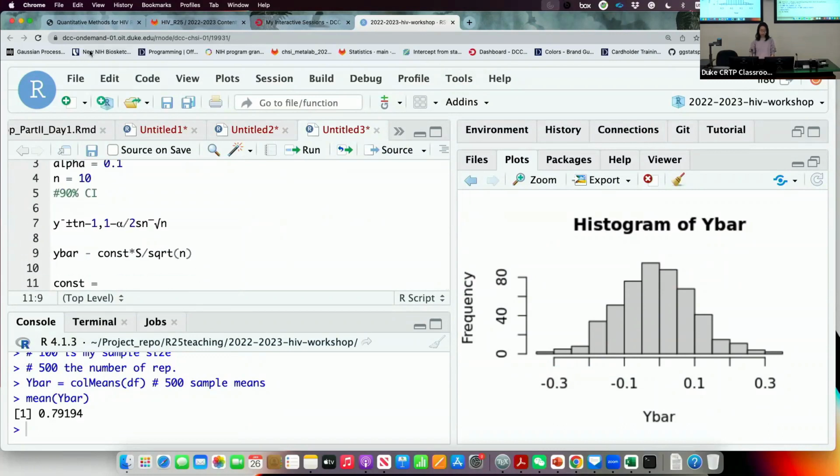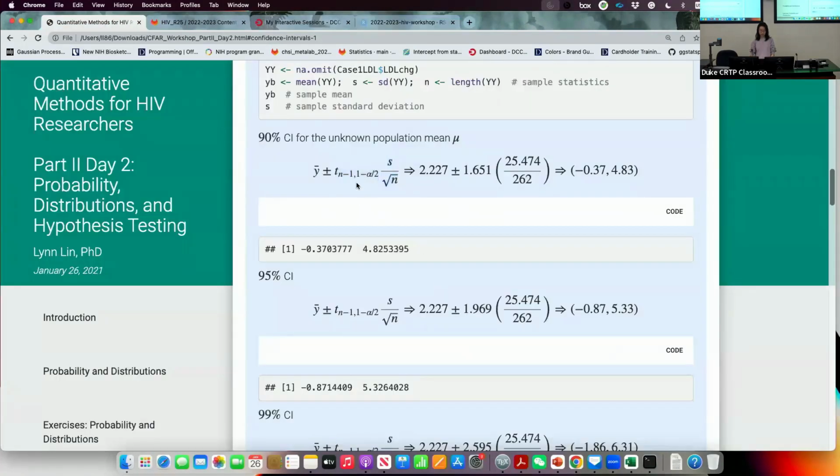How do we calculate this constant? The constant is the percentile, the cutoff for that t distribution with degrees of freedom 9. So the area to the left equals 1 minus 0.1 divided by 2. Basically, this is what we are trying to compute. How do we compute that?